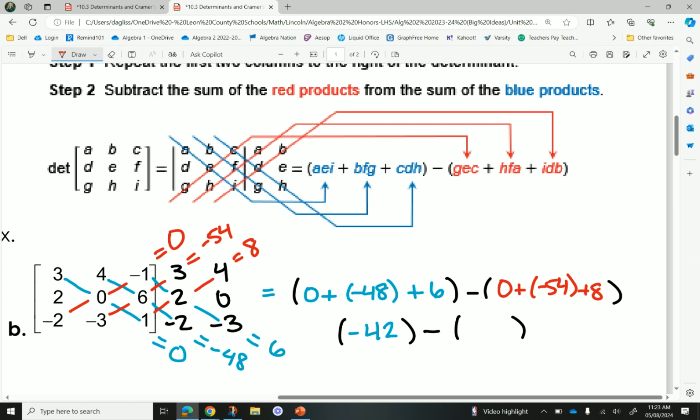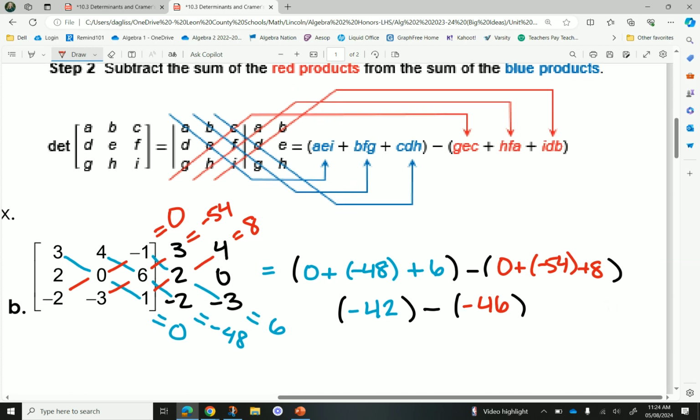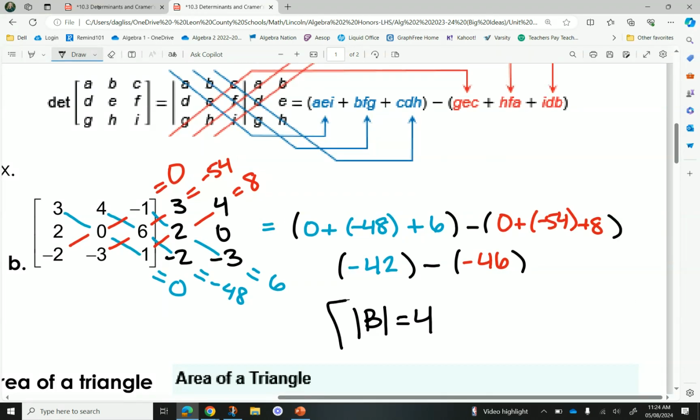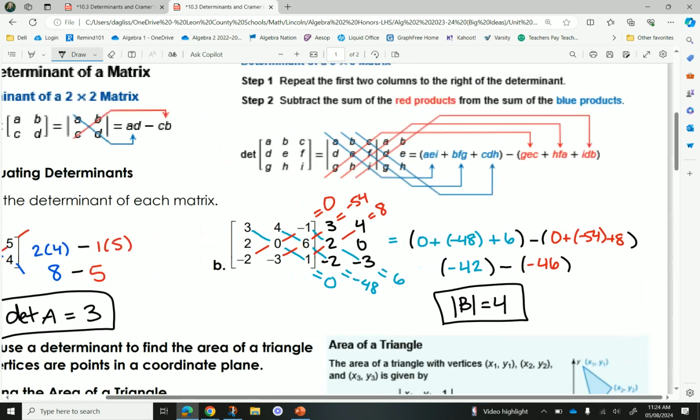Add those together, and what do we get? Negative 46. So my downs minus my ups gives me a determinant of what? A determinant of 4. I'm going to call this matrix B just because it's example B. Is that okay? So my determinant, I'm going to switch my notation too. Boom, the determinant of B equals 4. So that's the same notation as the one from before. They mean the same thing.